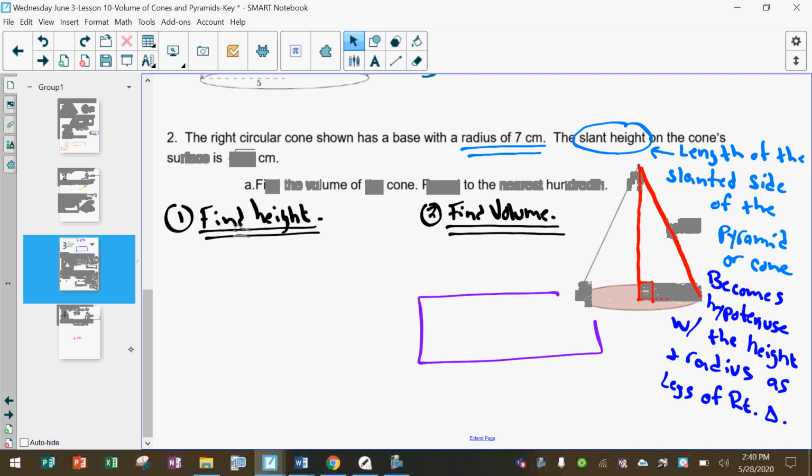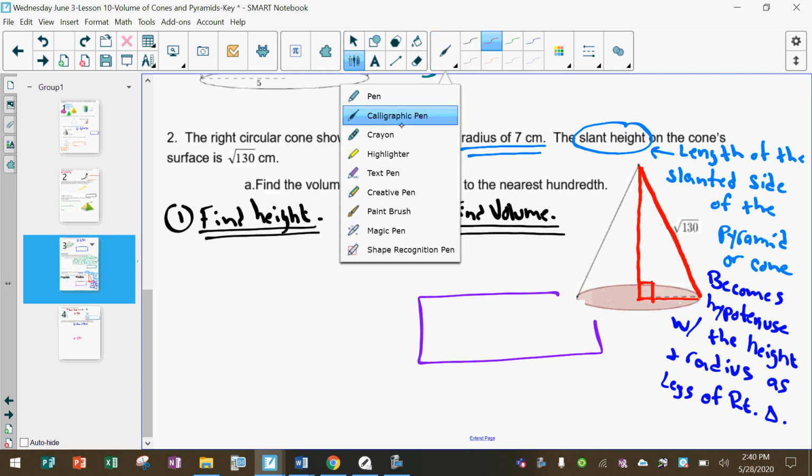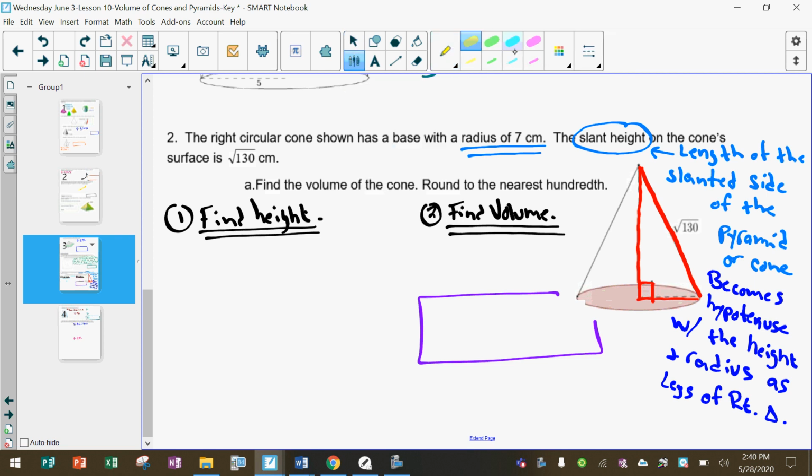Okay, a right circular cone, that means that the apex is straight up from the center of the circle. The very tip of the cone is straight up from the center of the circle. A right circular cone has a base with a radius of 7, and a slant height on the cone's surface is radical 130. Now the slant height means the length of the slanted side of the cone. So it's basically the length of the outer edge.